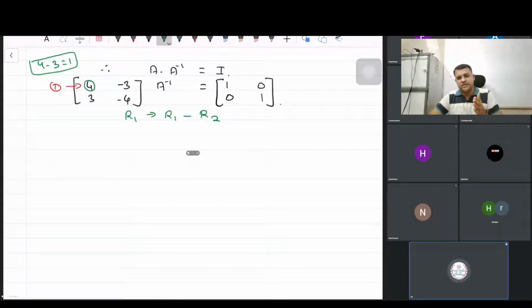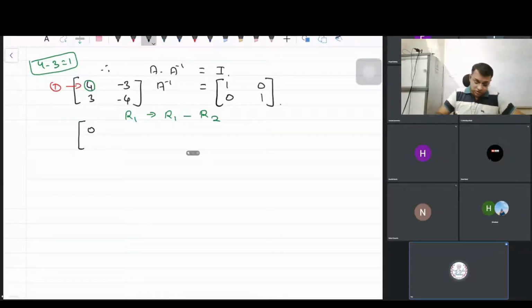Whatever happens to the remaining element, let it happen. It won't affect our final answer. It has to be changed. So that's why we are just focusing on that element. So 4 minus 3, this will become not 0, sorry, 1. Next, minus 3, minus of minus 4. So it is minus 3 plus 4. This element also becomes 1. 3 and minus 4, no change.